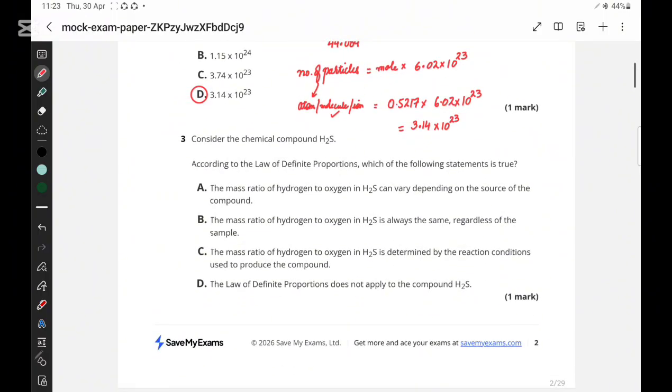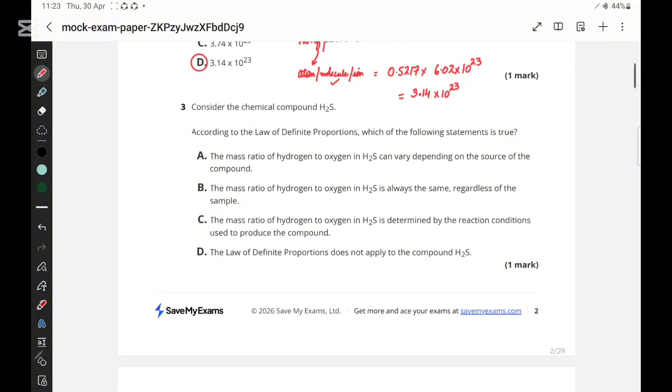Now moving further, consider the chemical compound H2S. According to the law of definite proportion, which of the following statements is true? So according to the law of definite proportion, first, this is hydrogen to sulfur. This is sulfur. We need to make this correction. This is also sulfur, and this is also sulfur as well.